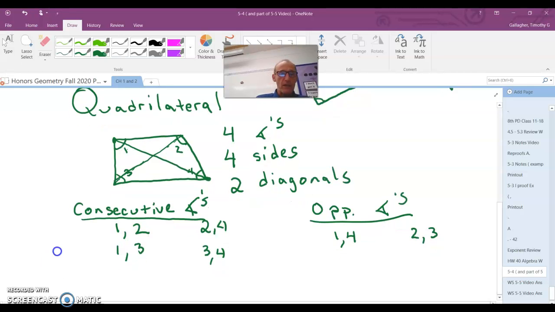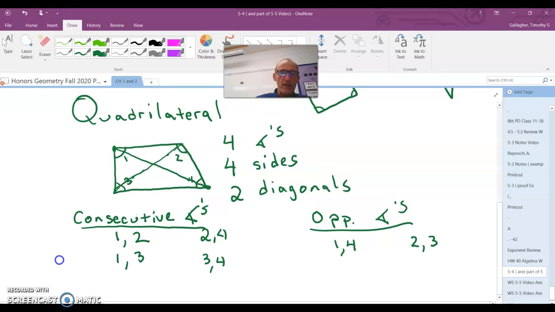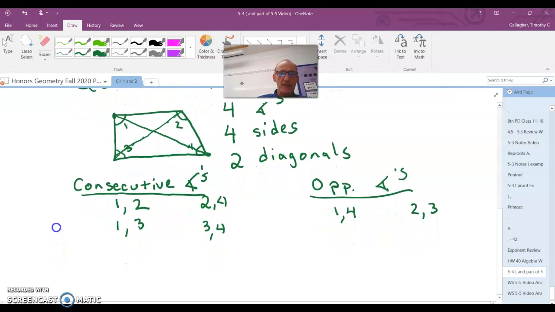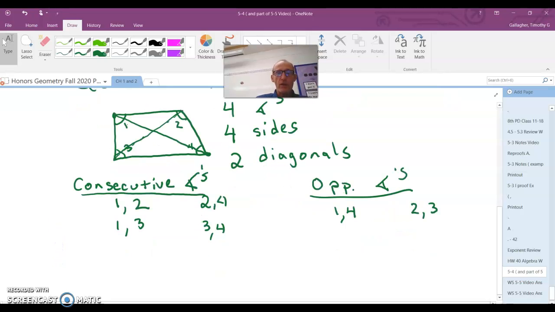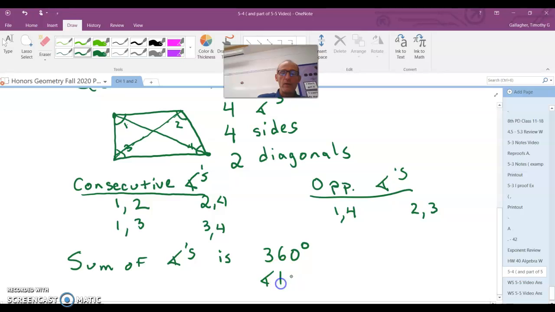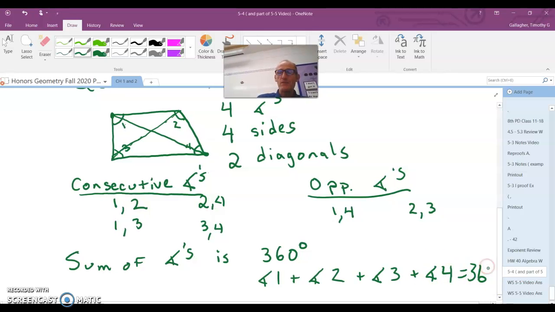Now, when I'm talking more and more about the polygons, there'll be more diagonals and more sides and things like that. And then the sum of the angles is 360. It doesn't matter what they are, but angle 1 plus angle 2 plus angle 3 plus angle 4 will always equal 360 degrees.